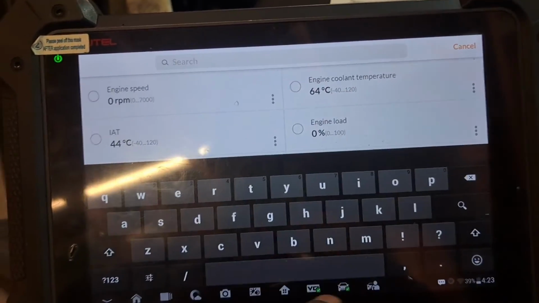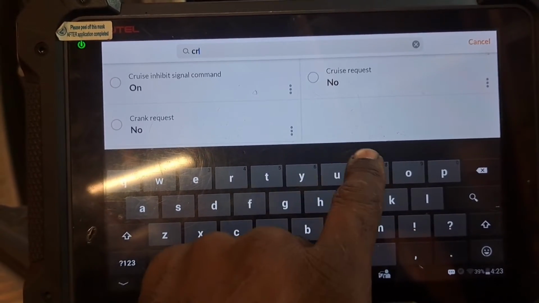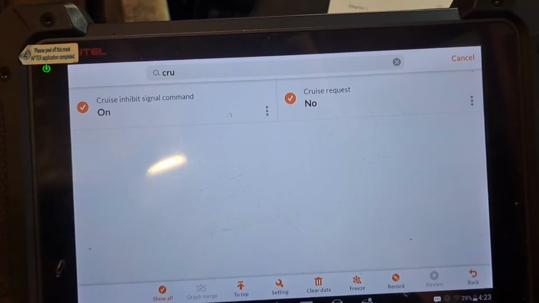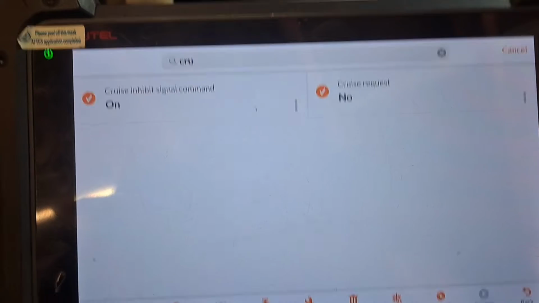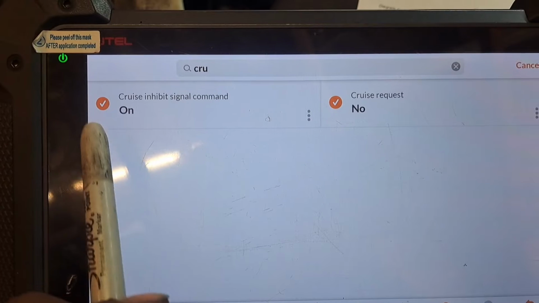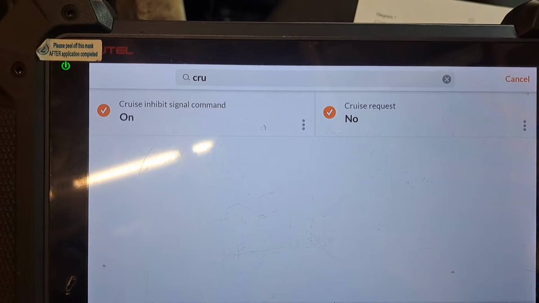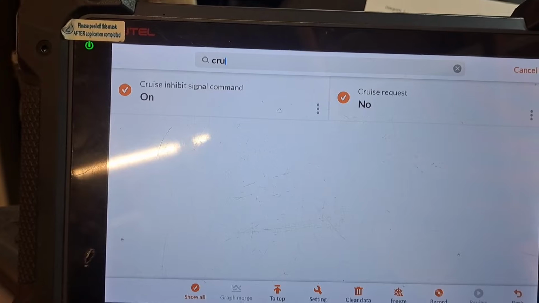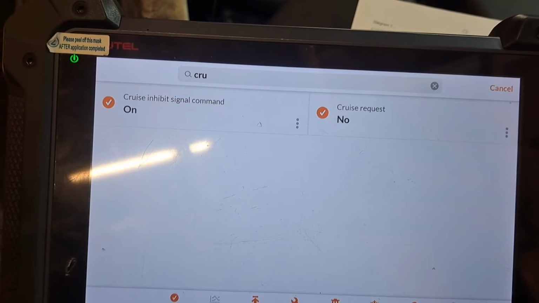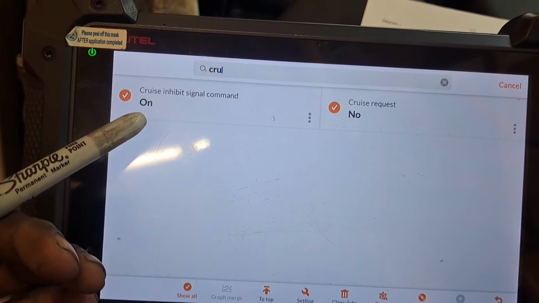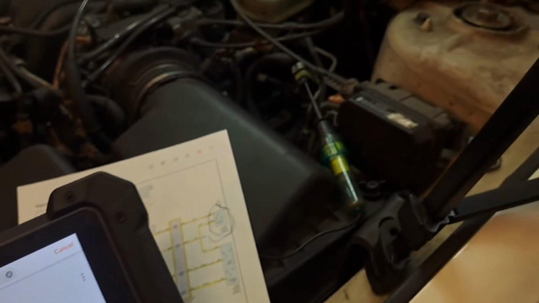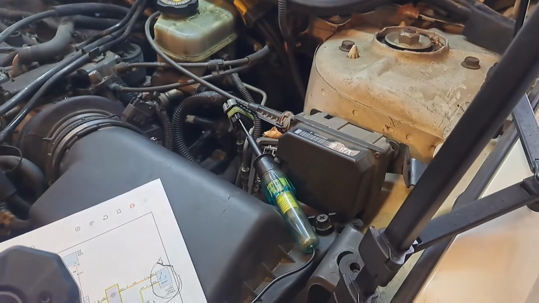So we're going to type in cruise here. C-R-U. There we go. It's already pulled up for us. So here we see the cruise inhibit signal command. Inhibit basically is impede. So the impede signal is on. It'll become relaxed or off, enabling the ABS unit to work when it achieves a certain speed. That was about 35 miles per hour. So I can't bypass this logically until that's achieved.